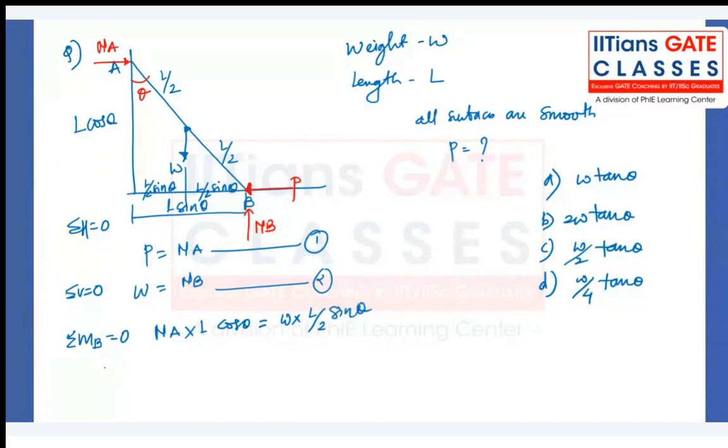Now here L will get cancelled, and NA you can directly write as W by 2 sine of theta. And NA is equal to P. So your answer is W by 2 sine of theta. So option C is correct in this case. Clear to you all? Let me know if you have any doubt.